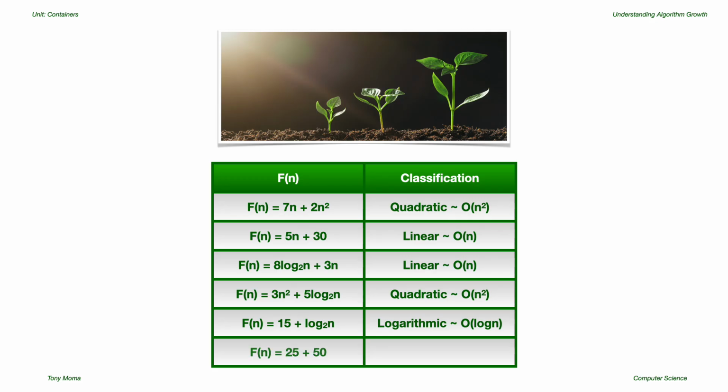Then for our final example, we have f of n equals 25 plus 50. Two constant terms. Whenever every term in the running time has the same classification, then the running time will also share that same classification. So, since each term in this running time is constant, constant will also be the classification for the running time overall.